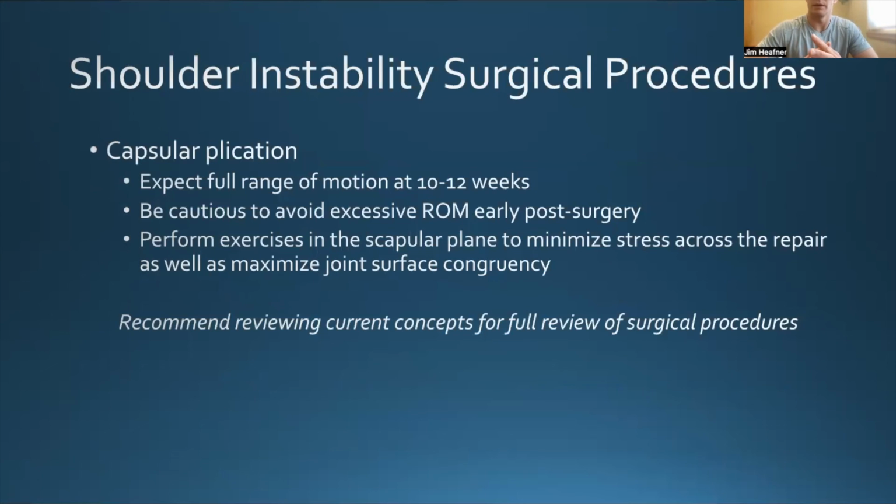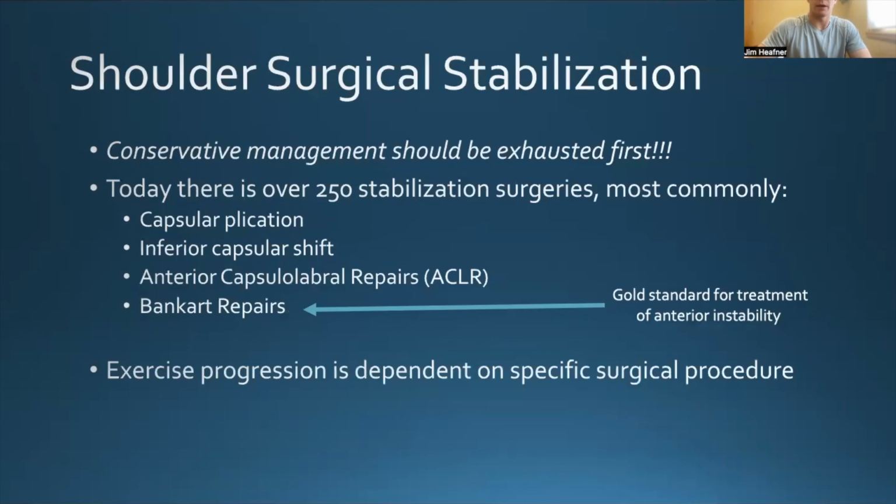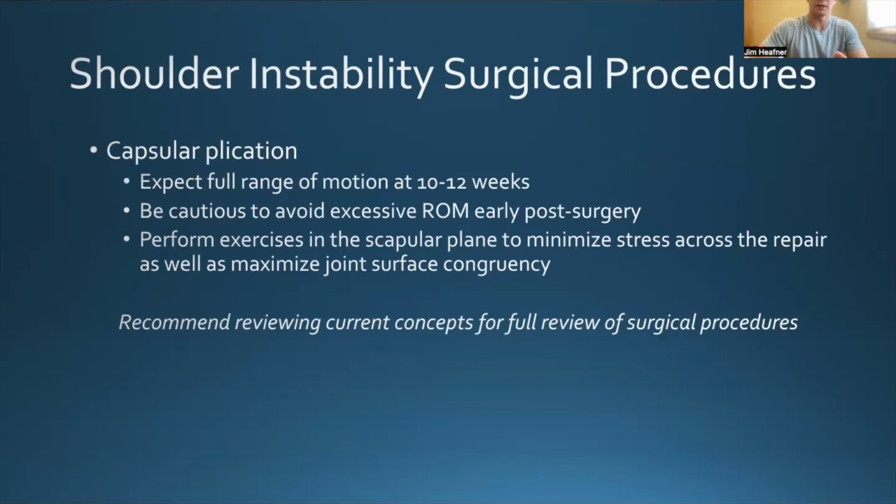With shoulder instability, we talked about the different surgical options. In the current concepts, they talk about a repair for the capsular plication. These people should expect full range of motion. Use this as an example of a shoulder instability protocol. They should expect full range of motion in 10 to 12 weeks.